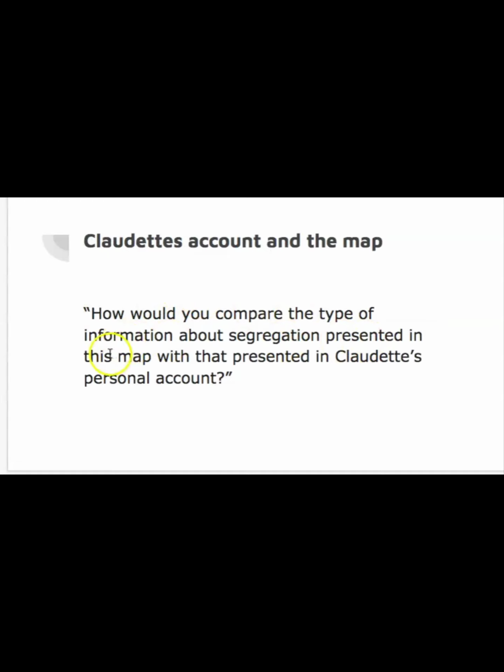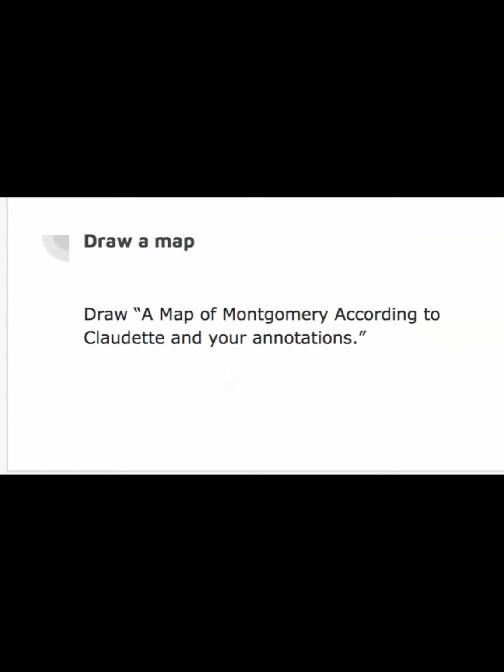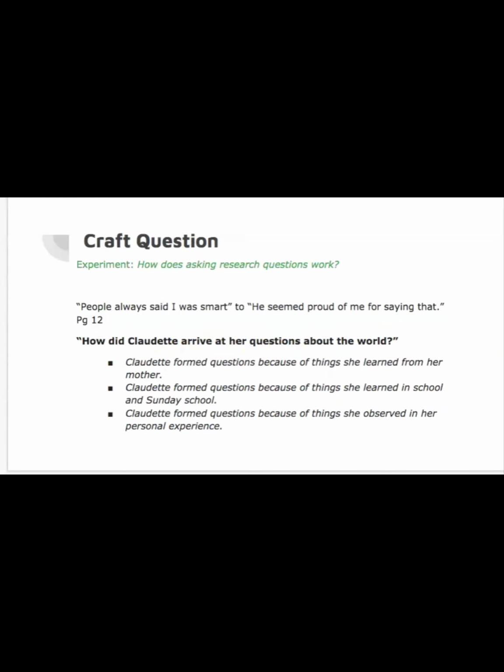How would you compare the type of information about segregation presented in this map with what was presented in Claudette Colvin's personal account? So for this question, you're going to have to look at the map and look at your annotations of how Claudette Colvin describes Montgomery. Then I want you to draw your own map based off of Claudette Colvin's account and your annotations. Now moving on to our craft question in our experiment stage.